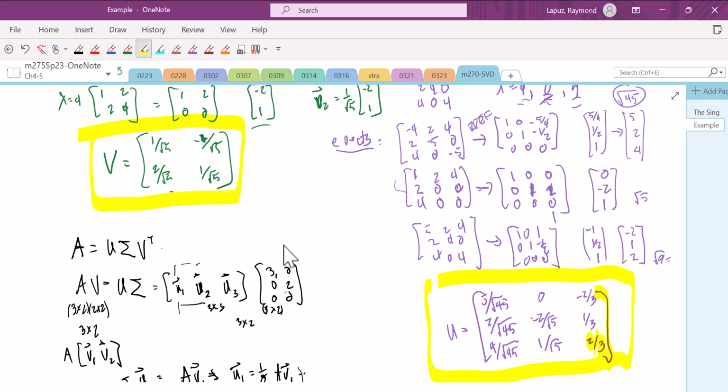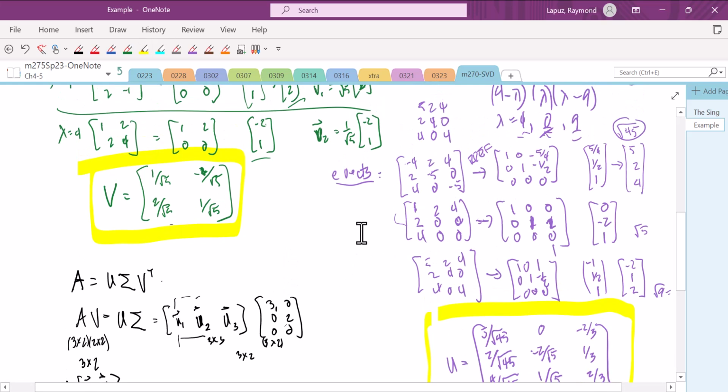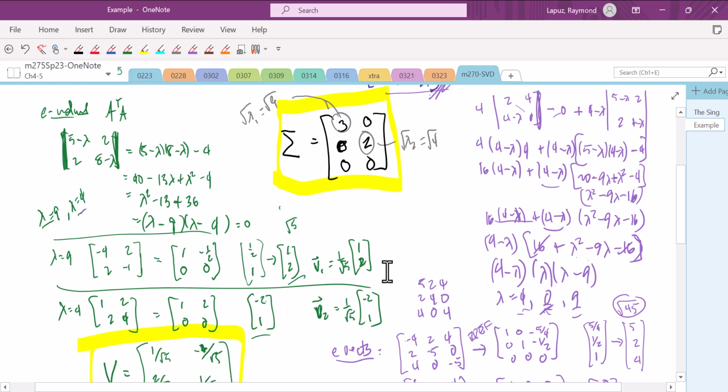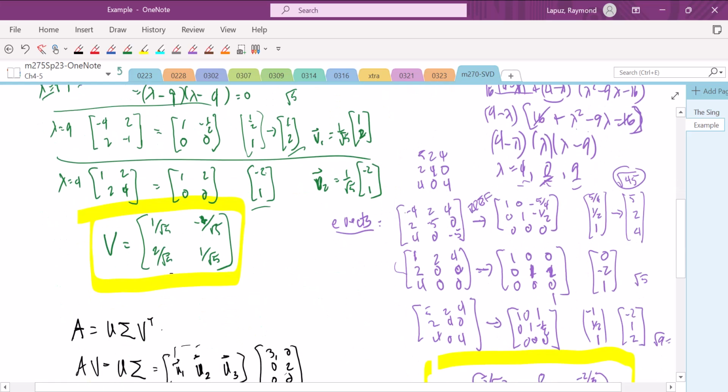So if we take U, multiply it with sigma, and multiply it with V transpose, we should get our original matrix A back. Okay, that's our example, and you're going to try to do the same thing. All right, good luck.